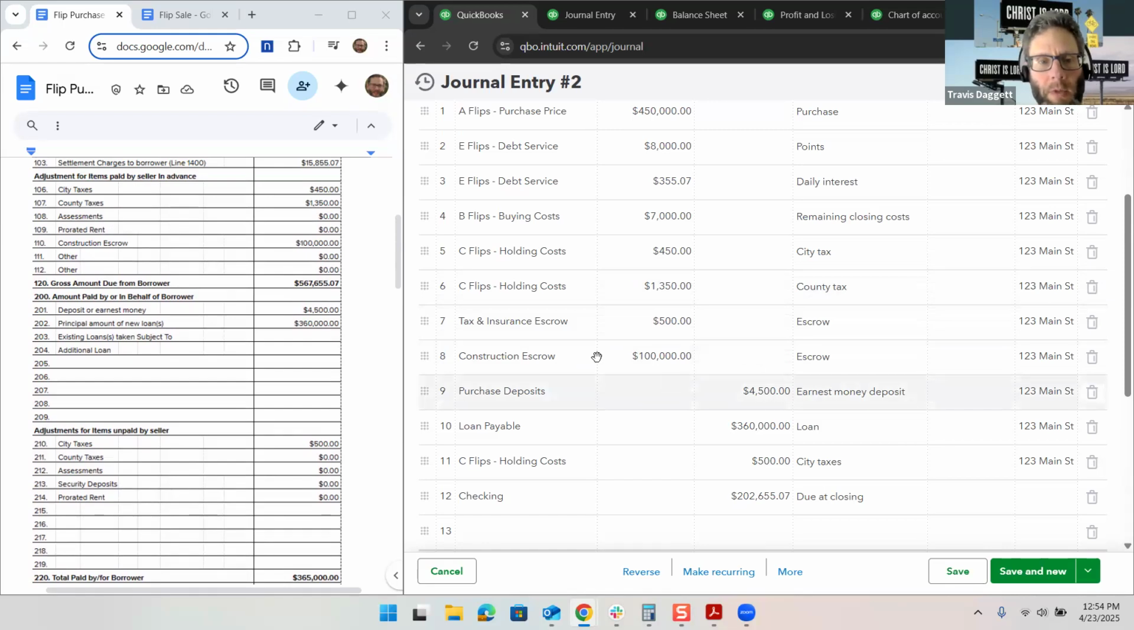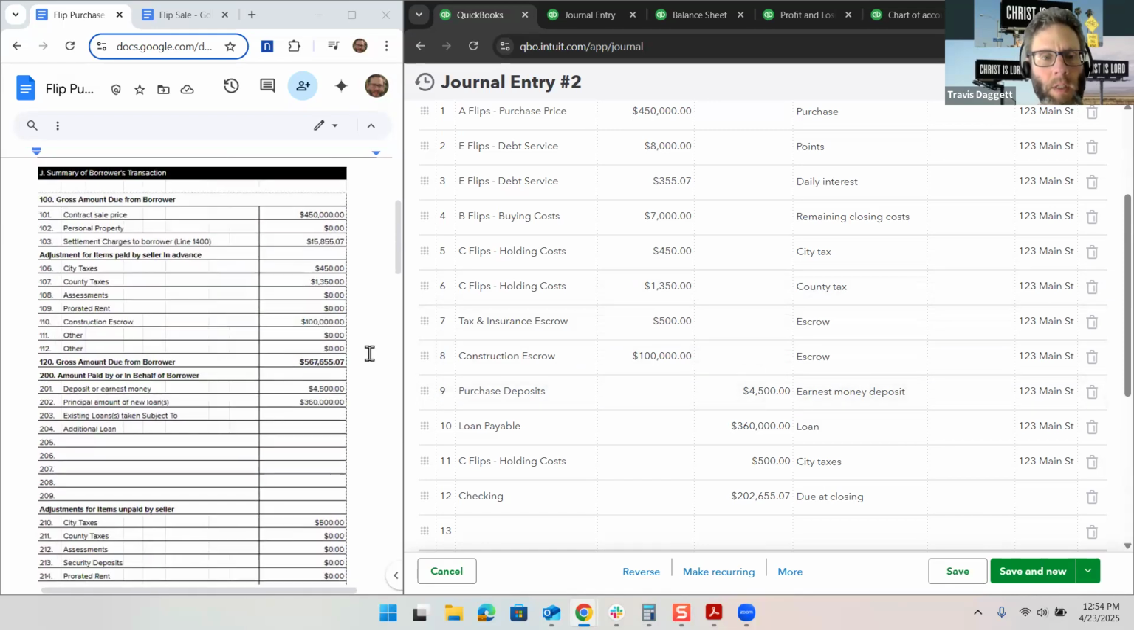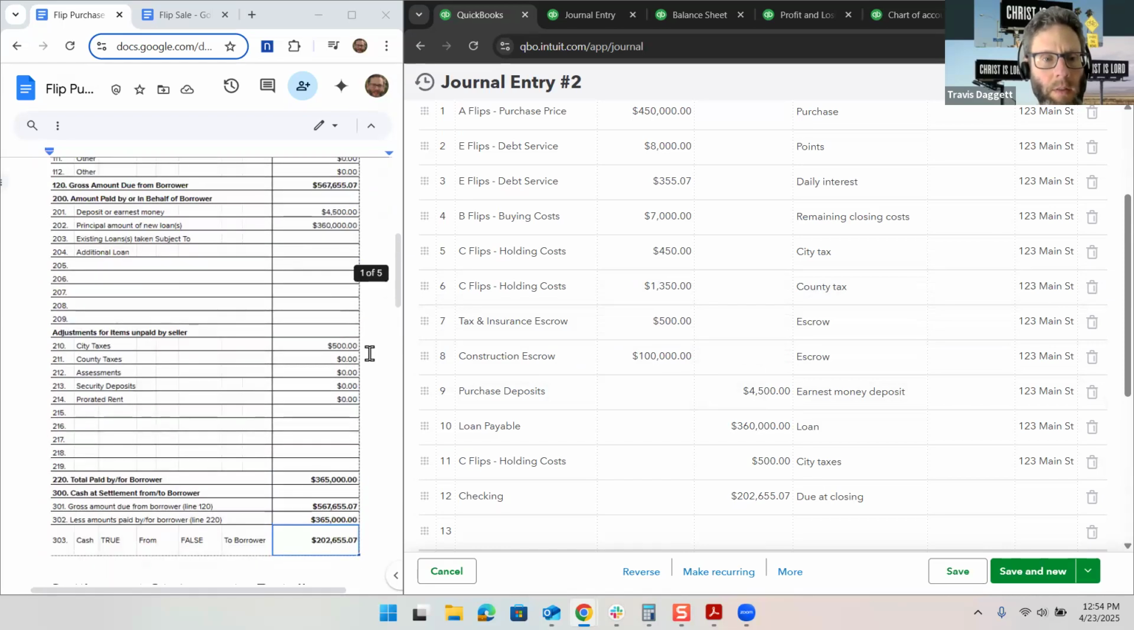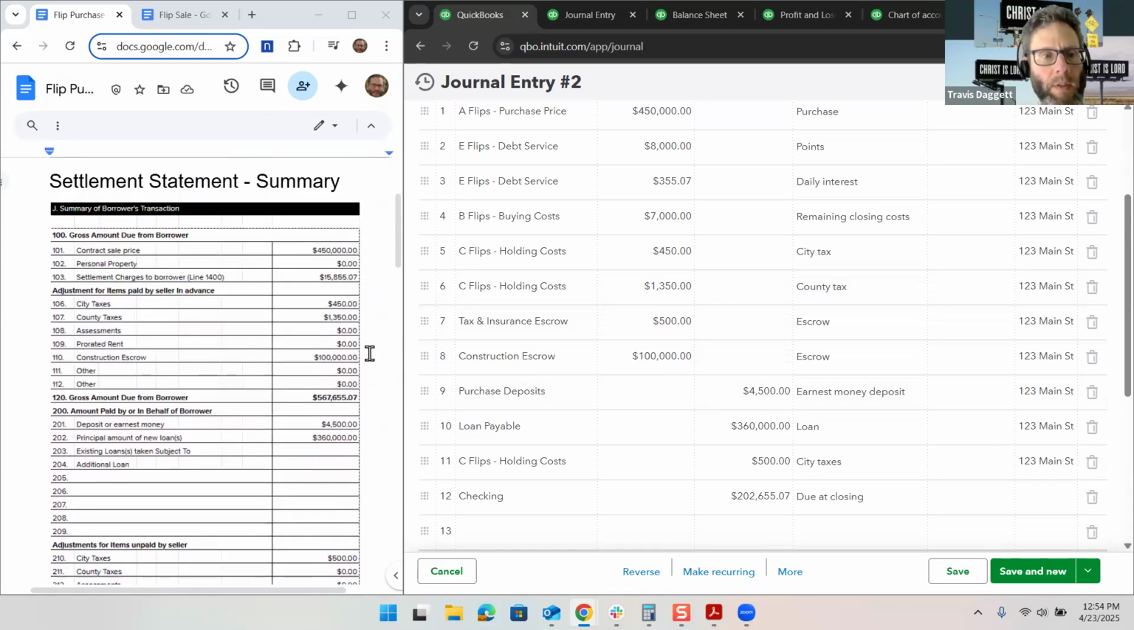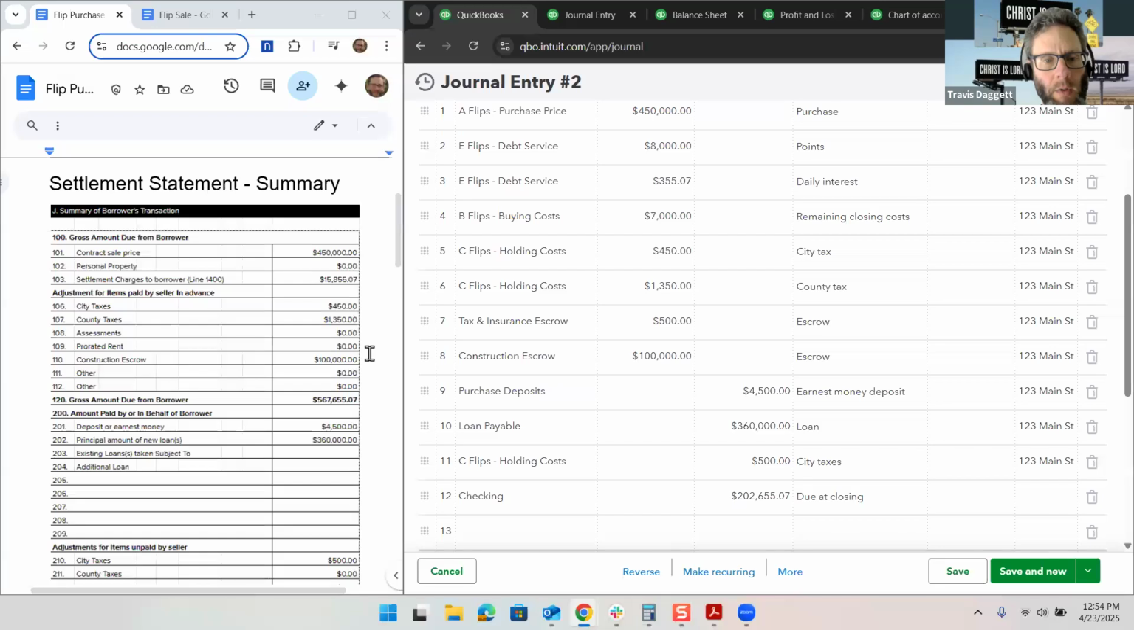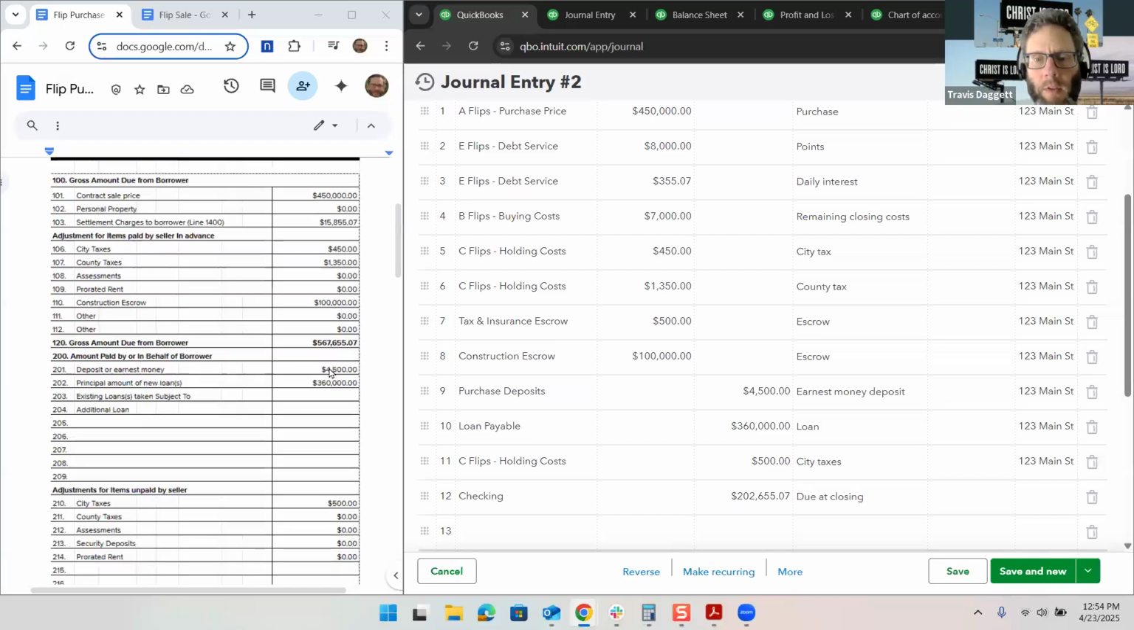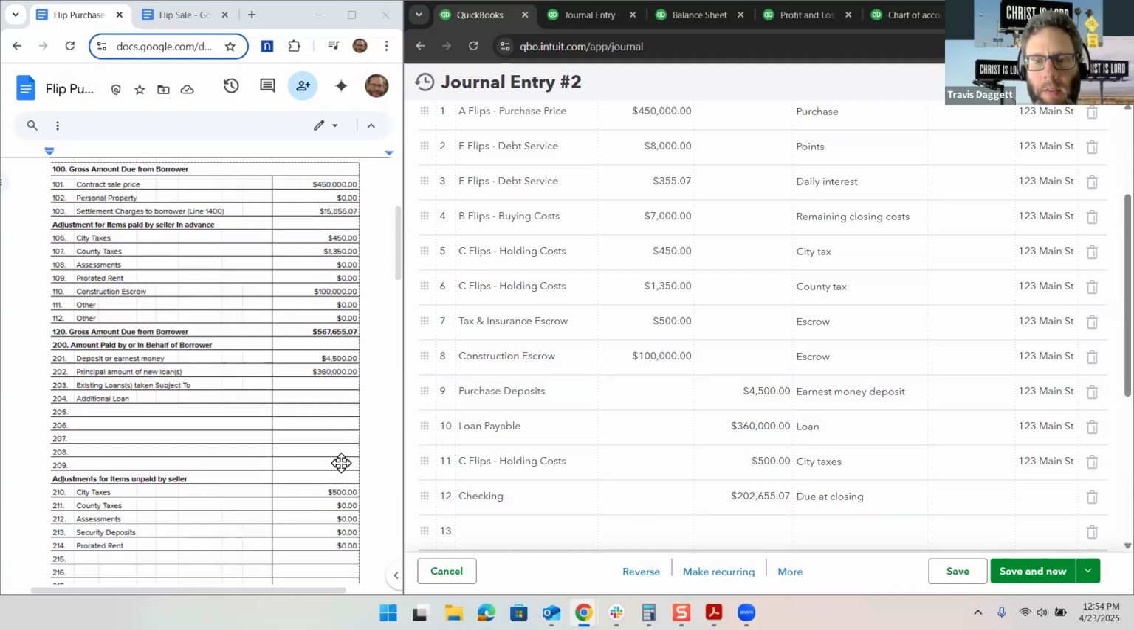Then we have our earnest money deposit. Is that reflected on here? There we go. Yep, that's our 4,500 there. So that's another current asset, and now we're crediting it to clear it out. Here's our loan we're establishing. That's the 360. Have some more holding costs, city taxes here.